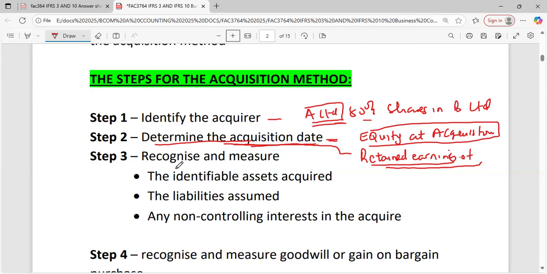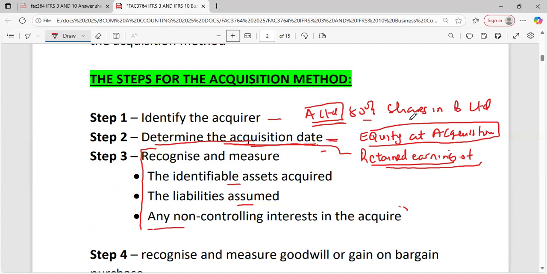Then when you come to step 3, you need now to measure the assets. What is the value of the assets of the subsidiary? The value of the assets that are acquired. That's your step 3. Recognize and measure, which means you look at the assets and you look at the liabilities and you check for any non-controlling interest in the acquirer.